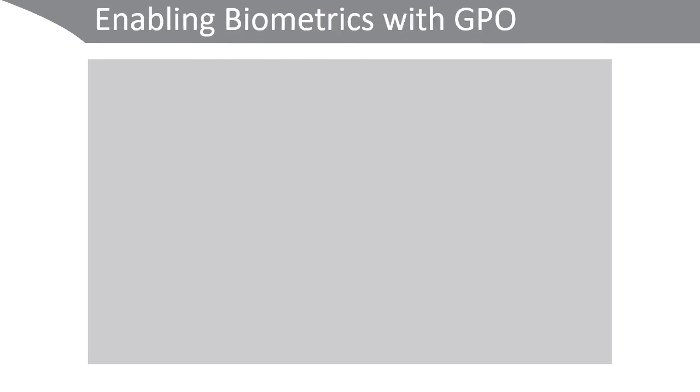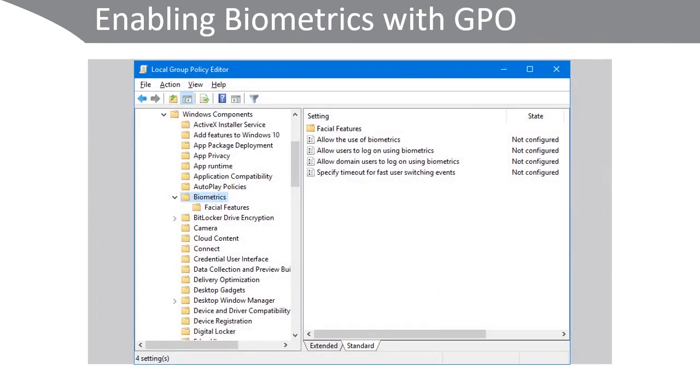You can enable biometrics using group policy objects in Windows 10. Open up the appropriate group policy for editing and then navigate to Computer Configuration, Policies, Administrative Templates, Windows Components, Biometrics, and then configure the options shown here.